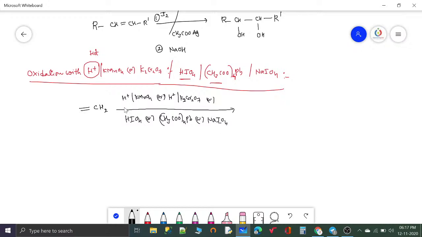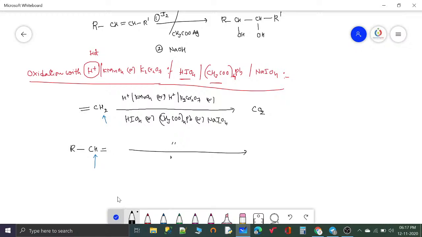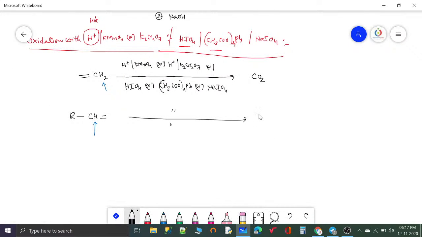The main purpose of these reagents is that they convert this double bonded CH2 group to CO2. If any alkene part has a double bonded carbon with at least one hydrogen, here two hydrogen atoms are present, so a double bonded carbon with one hydrogen in the presence of these reagents will be oxidized to its respective carboxylic acid.